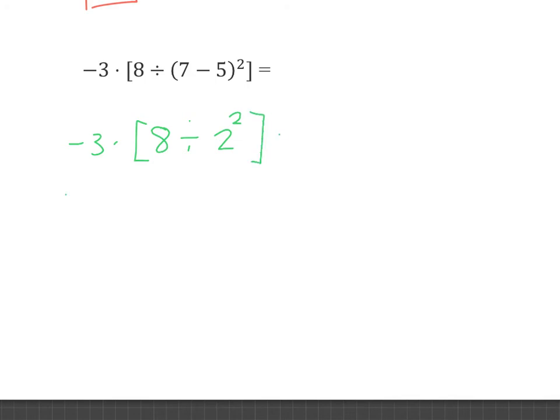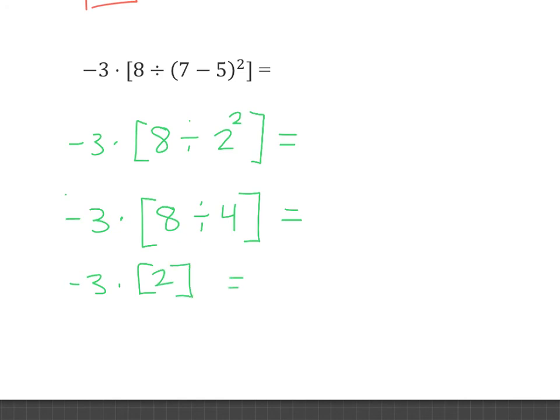Now we look at what's inside the brackets. So we've got the negative 3 times, and inside the brackets we have an exponent. So 8 divided by 2 squared, which is 4. Still working inside the bracket, we have 8 divided by 4, which is 2. And now we can do the multiplication. Negative 3 times 2, we get negative 6.